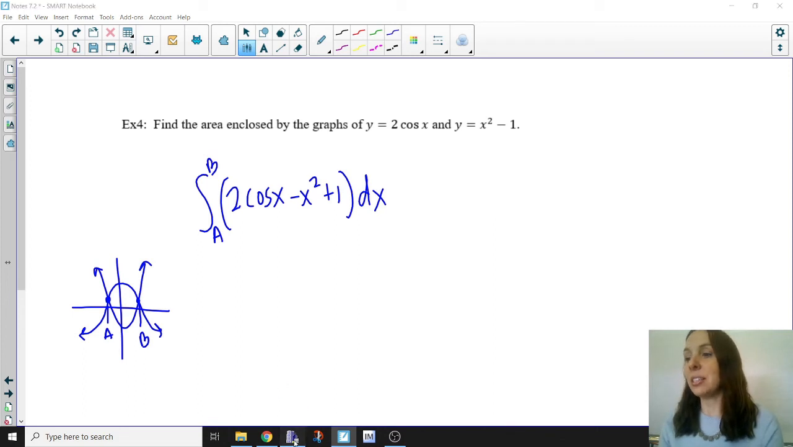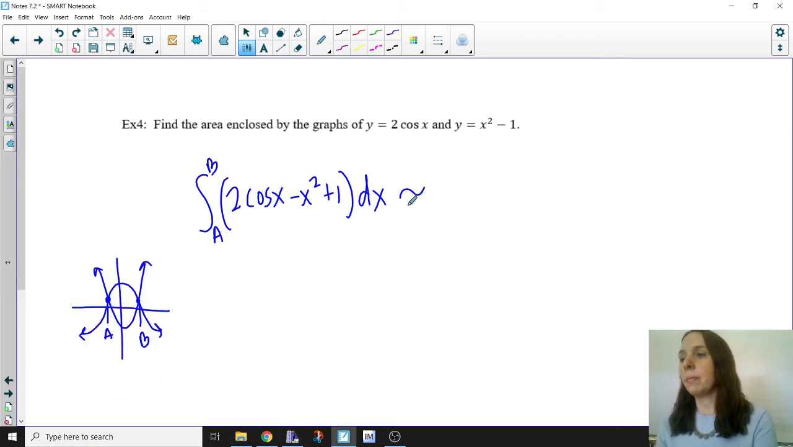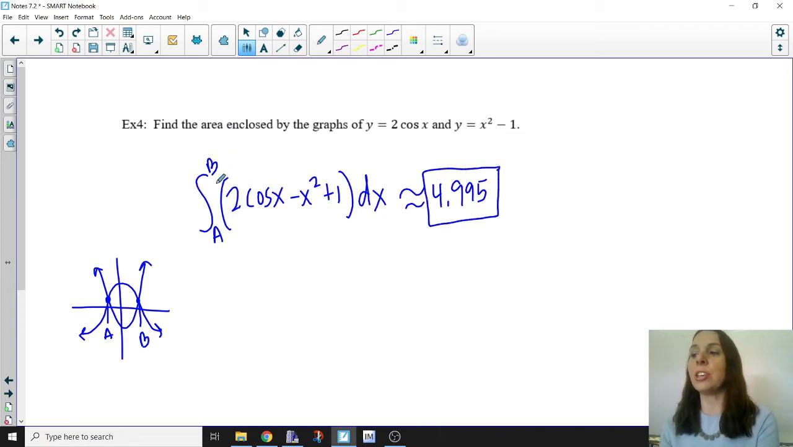Okay, now watch this. Math 9, 2 cosine of x minus x squared plus 1, comma x, comma A, comma B gets me the correct answer, 4.995. So I didn't need to do internal rounding with my limits of integration because I used my calculator and I stored those exact values in my calculator.